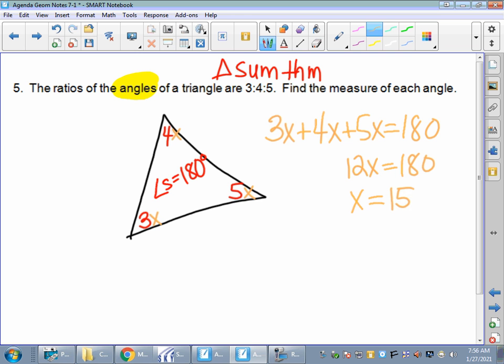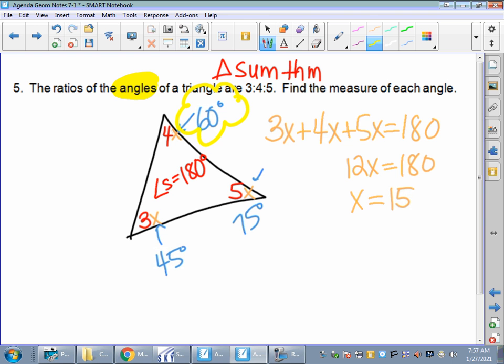So if this angle is 3x, plug that 15 in there, what's that going to be, like 45 degrees? 5x, 5 times 15, I believe, is 75 degrees. And 4 times 15 is 60 degrees.